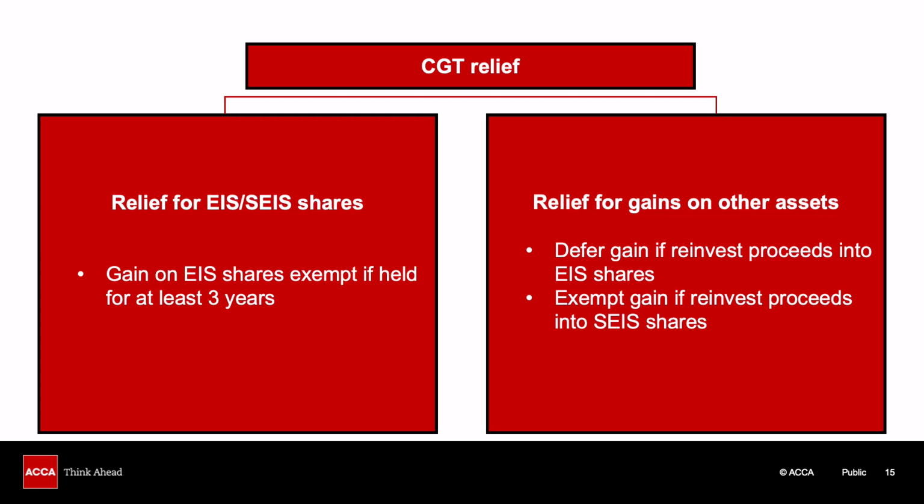There's another more complicated application of a CGT relief, though, to be aware of. It's often referred to as EIS or SEIS reinvestment relief, and is a deferral or an exemption of a gain on any asset that's been disposed of around the time that EIS or SEIS shares have been bought.